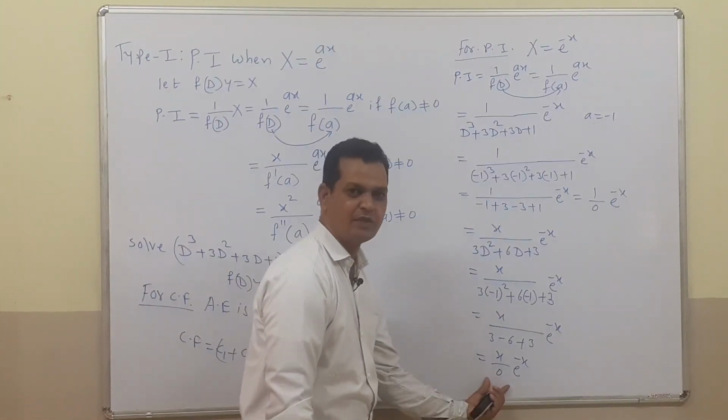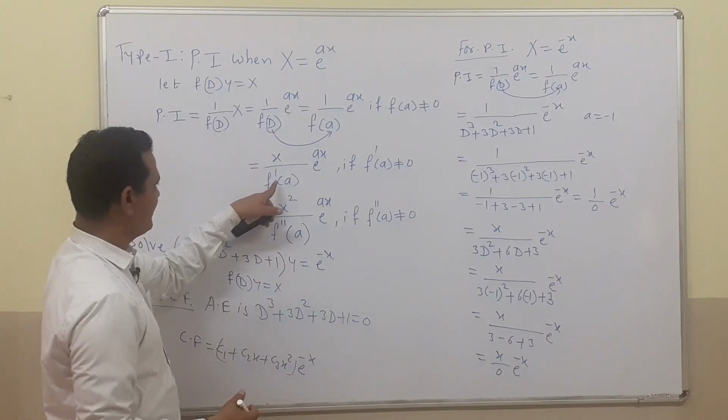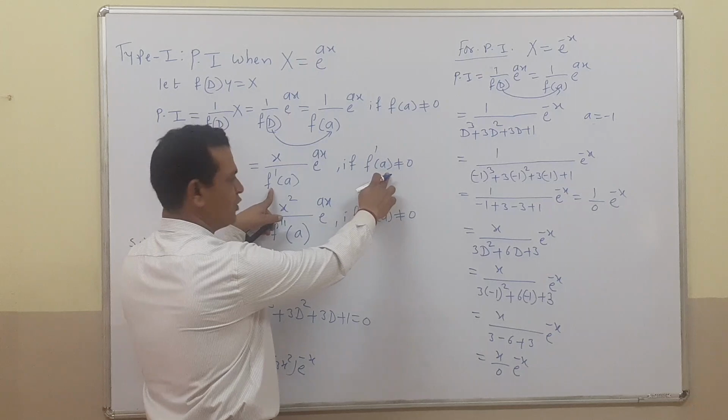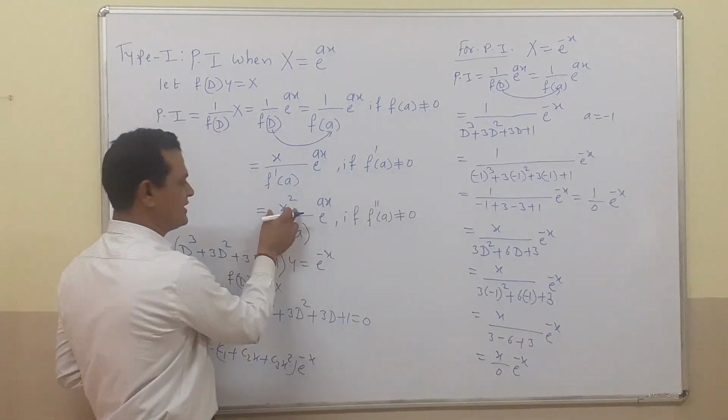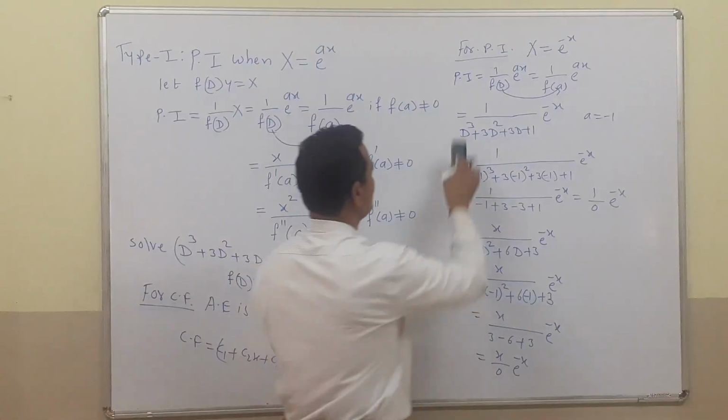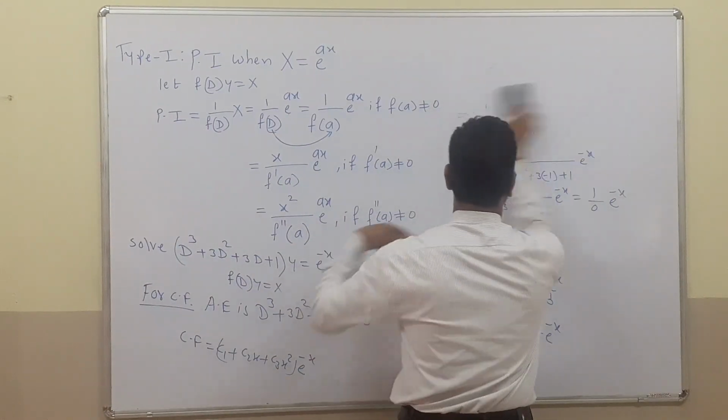Once again the denominator term is 0. So what happened? Once again, this formula is applicable only when the value of f dash of a is not equal to 0. If this value is 0, then once again attach x on the numerator and take the derivative of the denominator with respect to x.